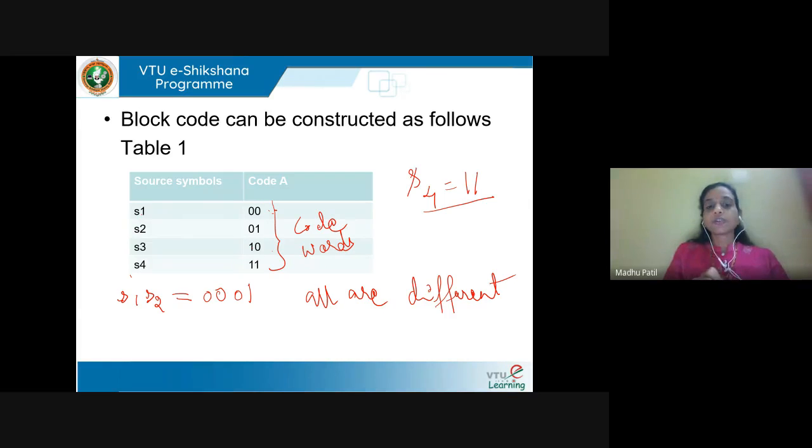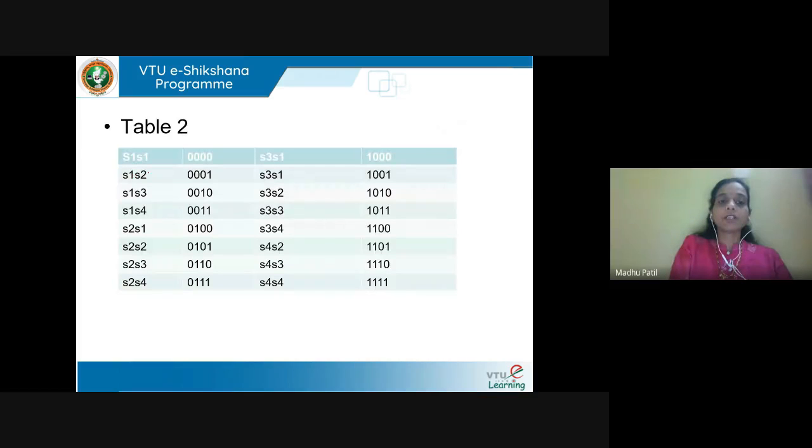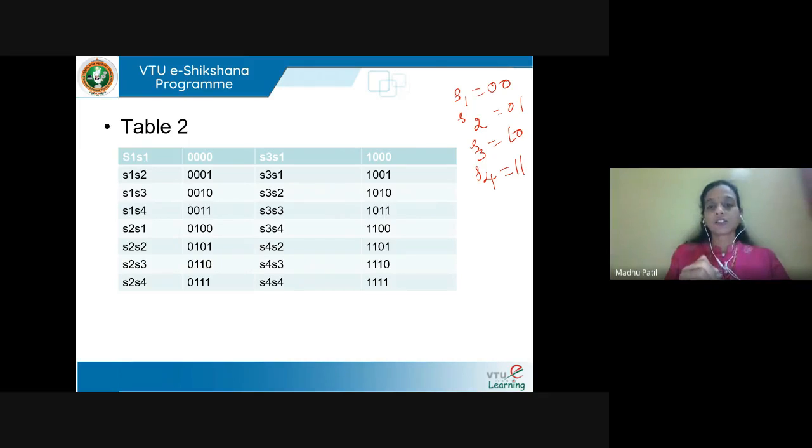The extension of the code word should also be non-singular. Then only it is called a uniquely decodable code. This is what is given: S1, S2, S1, S1, four zeros, correct? Because S1 I had assigned 00 in code A in table 1, and S2 was 01, S3 was 10, and S4 was 11. So we'll see what is the nth extension of this.